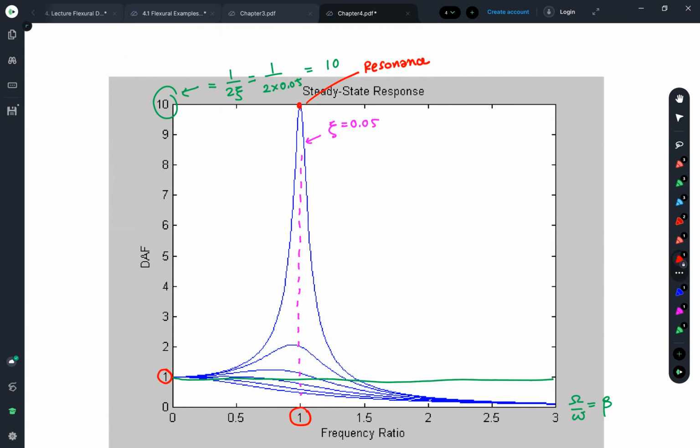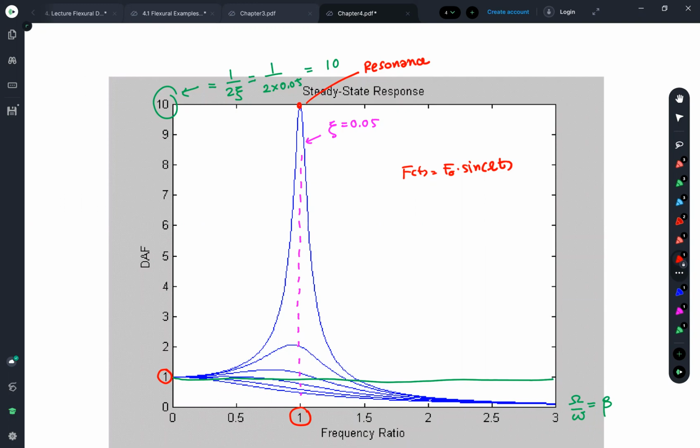It seems like very large energy is input into your building. You see, the same magnitude of the force. If I don't change the magnitude of the force, remember that the force F(t) is equal to F0 sin big omega t, okay, keep that in mind.